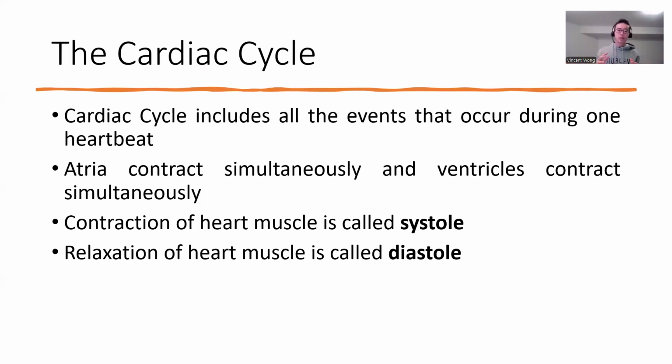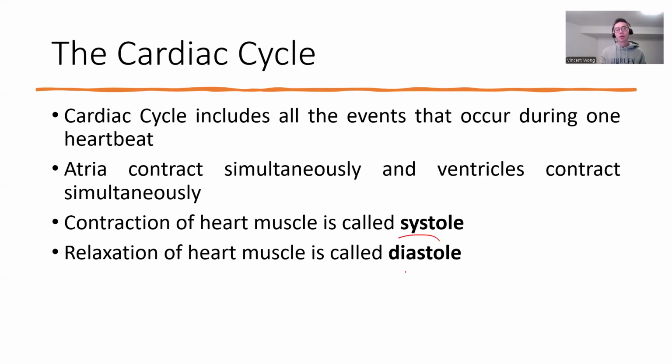Whenever the heart muscle contracts, we call that systole. And whenever it is relaxing, we call it diastole. Systole and diastole. When you go and measure your blood pressure, there are always two numbers, the higher one and the lower one. They say normal is 120 over 80. So the higher number is the pressure that's measured during contraction. So that's called the systolic pressure.